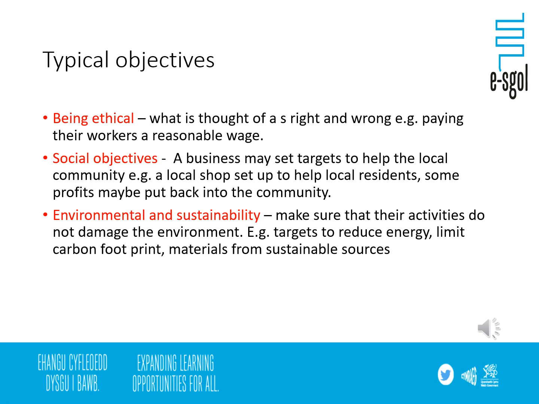So other objectives that businesses might have is it might be because they want to be ethical. So what is thought of as right and wrong, paying the workers a reasonable wage, for example. There might be social objectives, so that the business helps a local community, a local shop set up by local residents. So it might be a community cafe, for example. Environmental and sustainable, making sure that their activities don't damage the environment. So it could be targets to reduce energy, limit carbon footprint, materials from sustainable sources, things like that that businesses might set themselves.